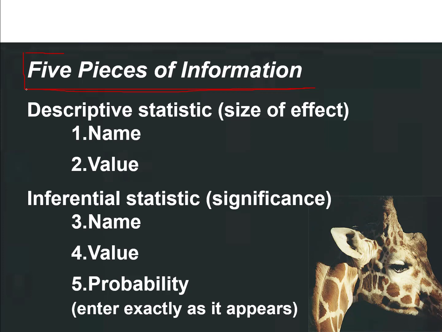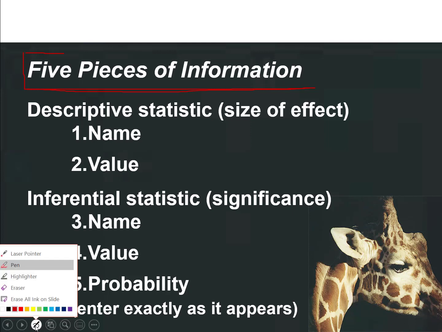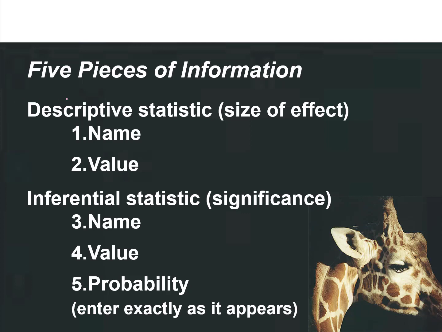In other words, what if our research question was this? Is there a difference between the means for these 2 groups? If that's our research question, what are the 5 pieces of information we need to provide to answer that question? So the first 2 pieces of information pertain to a descriptive statistic, and specifically a descriptive statistic that we're going to use to indicate the effect size.